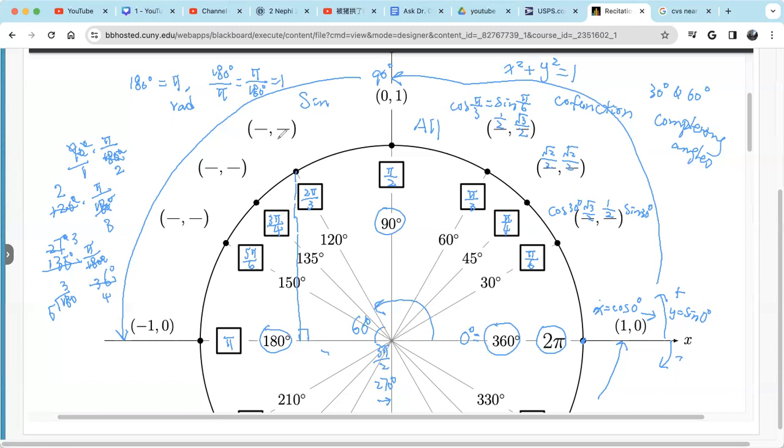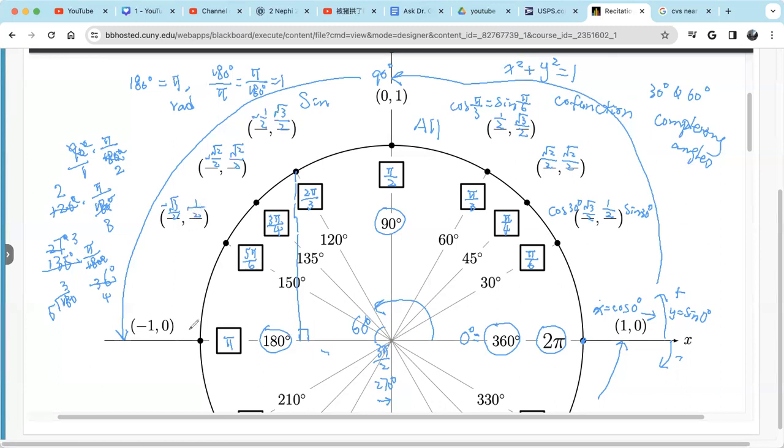So it's the same as sine 60, which is root 3 over 2. But the cosine value is negative, because cosine equals adjacent over hypotenuse, which is the x value, which is negative. So we have negative half. Same thing here, we have negative root 2 over 2, because cosine is negative in the second quadrant, but sine is positive. And this one is similar: negative root 3 over 2, but a positive half.